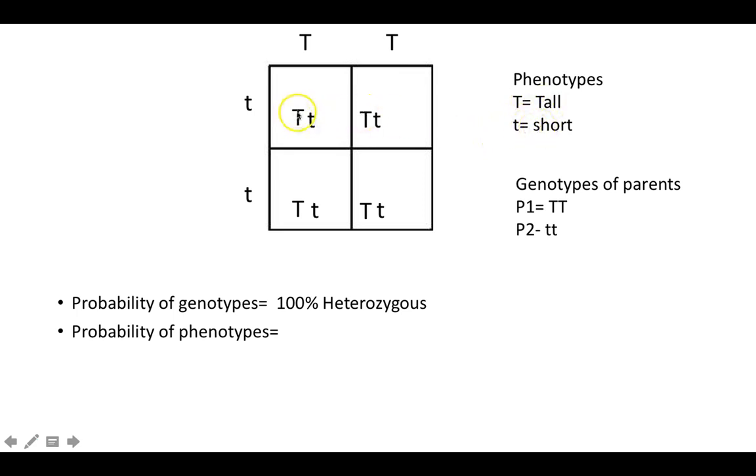So let's go here. We have a dominant allele. That means they're going to have the dominant trait, so this child will be tall. Dominant allele, which means this child will also be tall. Dominant allele, which means this child will also be tall. And dominant allele, which means this child will also be tall. So 1, 2, 3, 4, 100% tall.